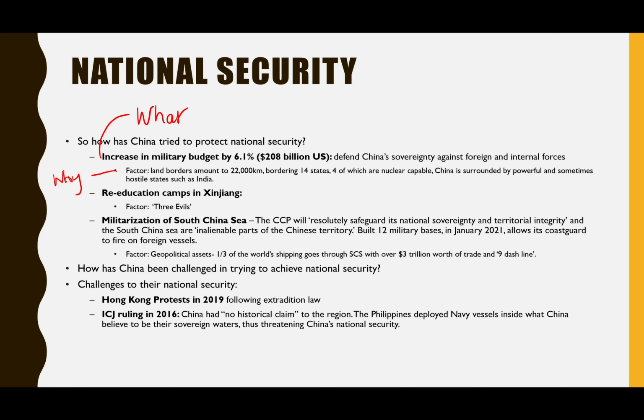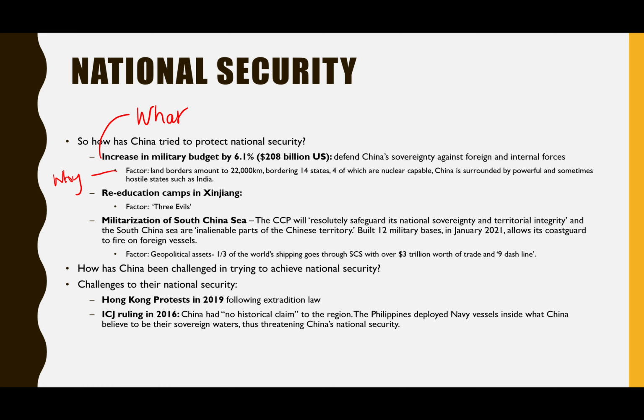Okay, so what is China doing to protect national security? What are they doing to protect their sovereignty? Well, the first thing is that they have increased their military budget by 6.1%. So in 2021, Xi Jinping announced that he would increase the military budget and bring it up to 208 billion US dollars. This was the highest military budget they've had. Currently, there are around 2 million servicemen in the People's Liberation Army, and it can protect China internally and externally.